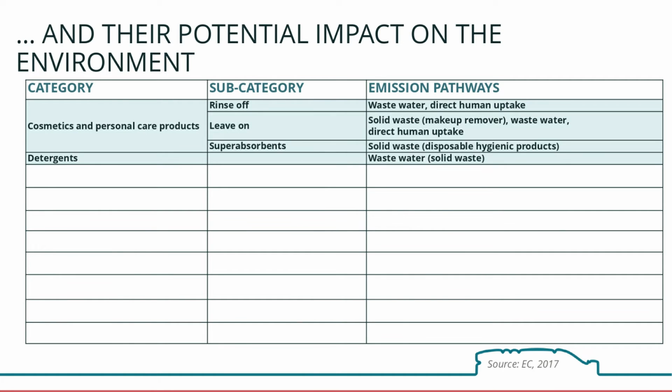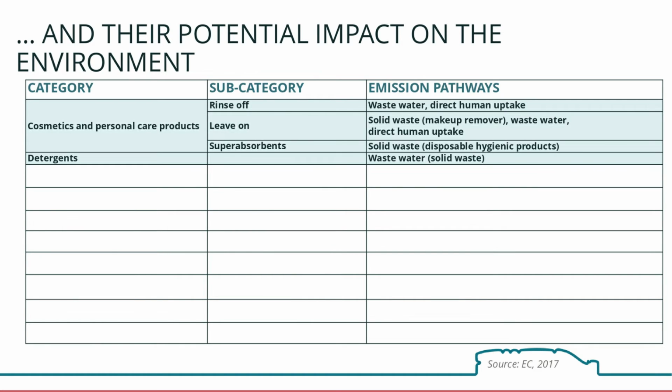We often have these types of products at home. So, personal care products and cosmetics. Many studies and literature divide products into rinse-off and leave-on products. Rinse-off are those products that we wash off after use, while leave-on are those that we apply to different parts of the body. Then there are super absorbents, and as you can see, their emission pathways are different.